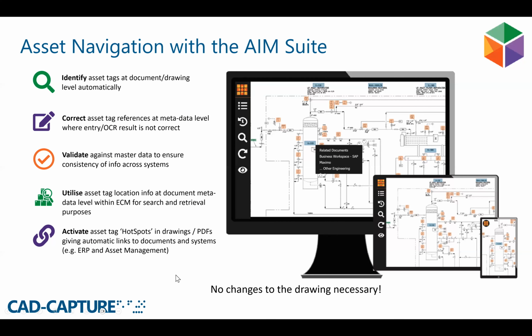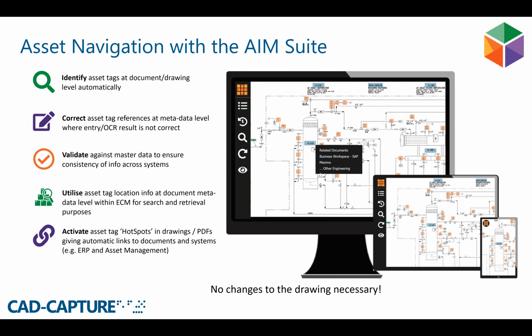Okay, so just to draw things to a close, in summary, the asset navigation has shown you that you can identify asset tags at the drawing and document level automatically. We can then correct any errors, whether they be in the entry by the people entering the tags on the drawings, or they could be, which I don't think I mentioned before, OCR errors where letters and numbers have been confused and the OCR has not picked up the correct information from the drawing. These can be corrected at the metadata level.